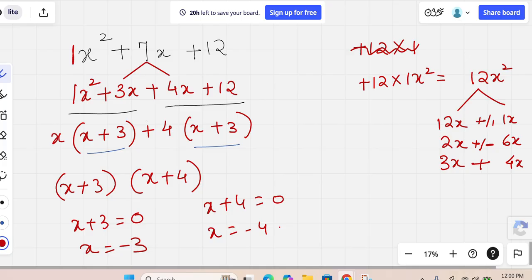Yes, ma'am. Ma'am, why does x plus 3 equal 0 or x plus 4 equal 0? Yeah, because if you have to find the value of x, we'll have to equate it to 0, right? Yes, ma'am. Yeah, ma'am, I remember now.